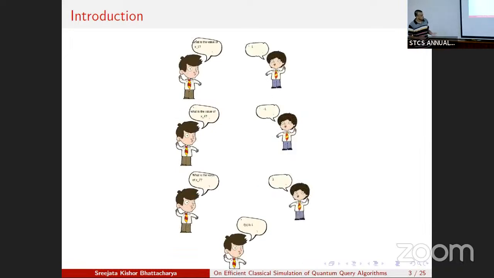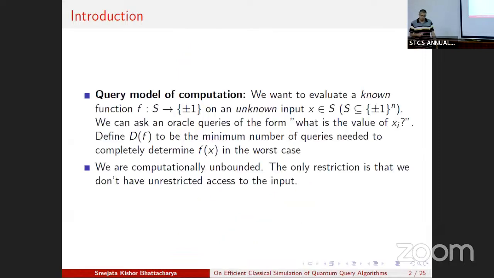For example, one protocol would be you ask the oracle the value of x1, he says 1. Then you ask the oracle another value, he replies something. And suppose after 3 queries, you can determine what f of x is. So in this case, you needed to ask 3 queries. And the query complexity is the worst case over all possible inputs, the minimum number of queries needed to completely determine f. So this is the classical query complexity of a function.